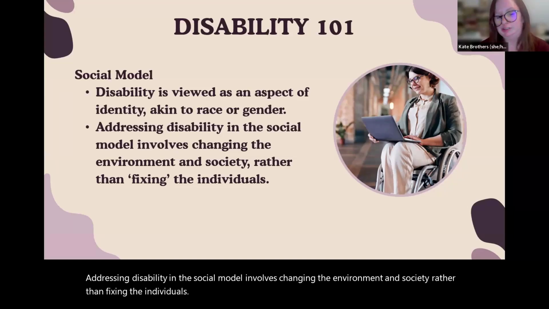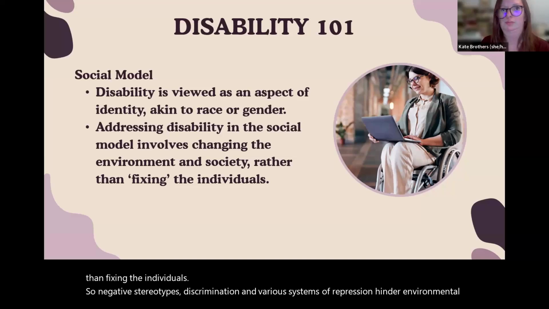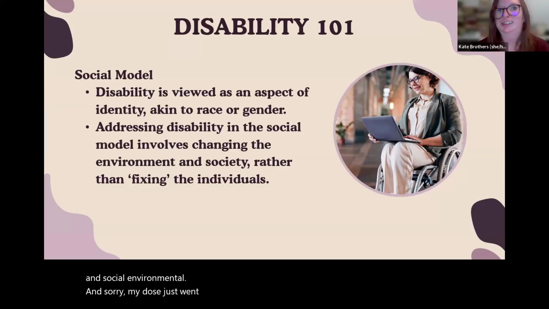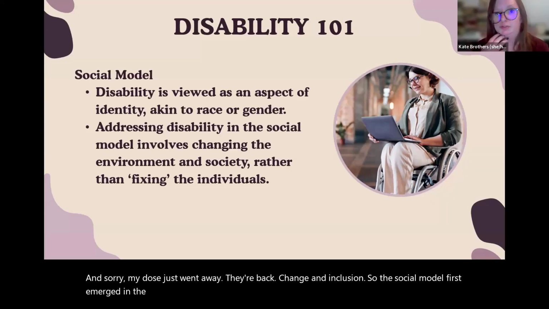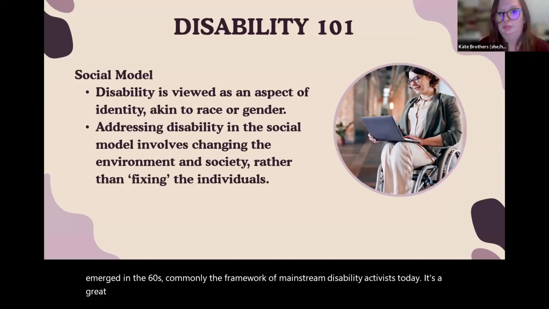So negative stereotypes, discrimination, and various systems of oppression hinder environmental change and inclusion. The social model first emerged in the 60s, and is commonly the framework of mainstream disability activists today. It's a great place to start when you start thinking about how ableism functions in our society.